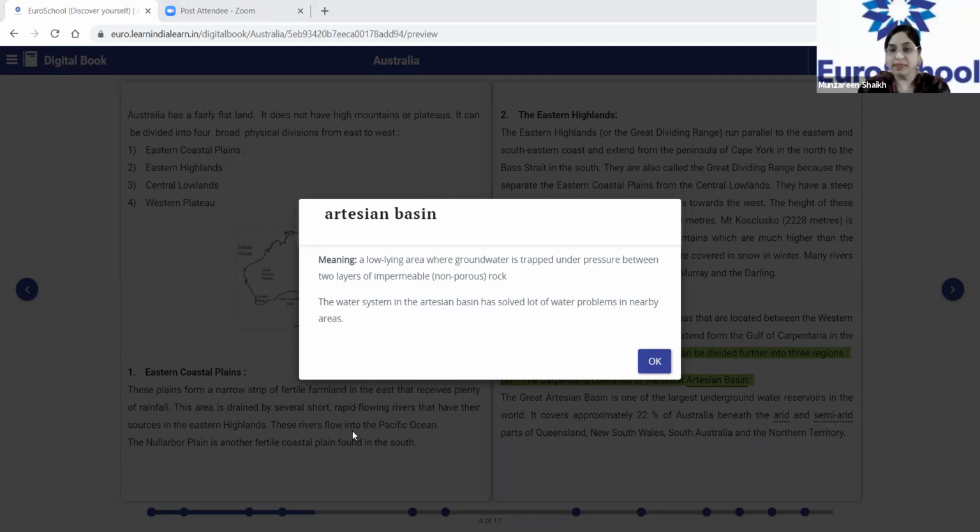So some rocks are porous, some are non-porous. So what is this basin? What does this Artesian basin mean? It is a low-lying area where underground water is trapped, and it is trapped under what? Under pressure between 2 layers of rocks. That place is called the Artesian basin. The water system in the Artesian basin has solved a lot of water problems in the nearby areas. Have you heard about borewell water, children?